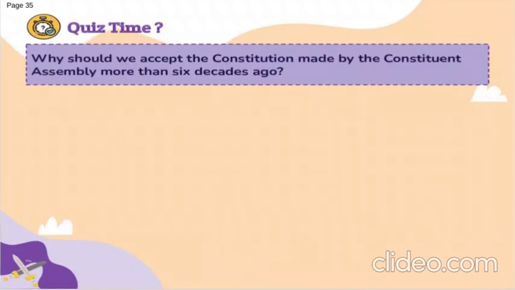Now, next question. Why should we accept the constitution made by the Constituent Assembly more than 6 decades ago? It's been such a long time since India got independence, and the constitution was made before independence. So why should we follow it till date? The time then and now is totally different. So why should we follow their rules?